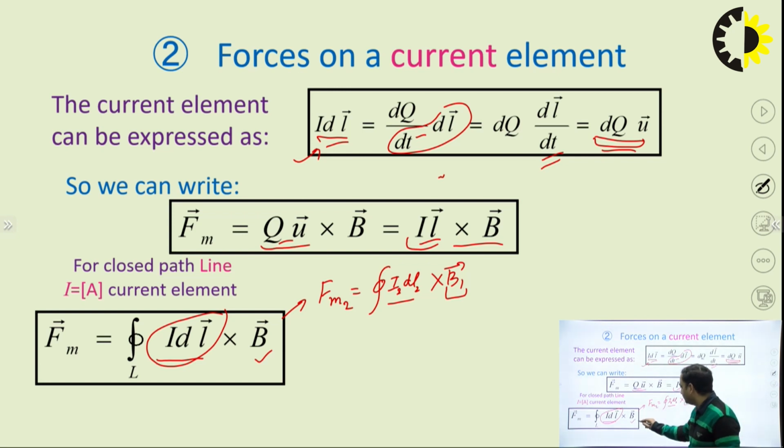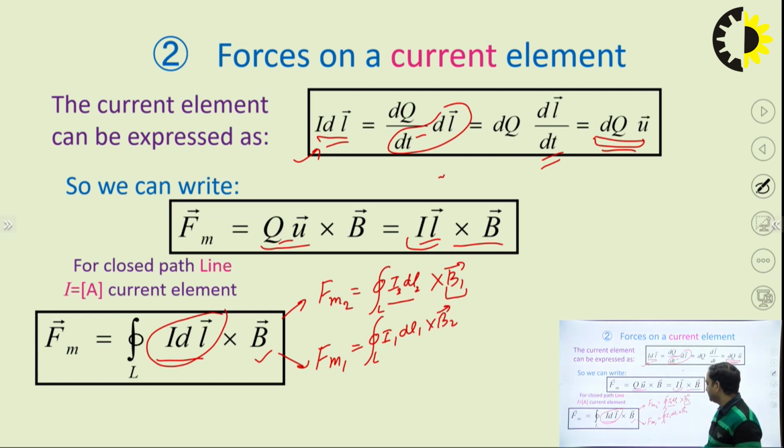The same thing we can define in a different way when we have current element 1 on which we want to find the force. In this case, the equation will be Fm1 is equal to the closed path integral of I1 dl1 cross B2. So what is the significance of this?